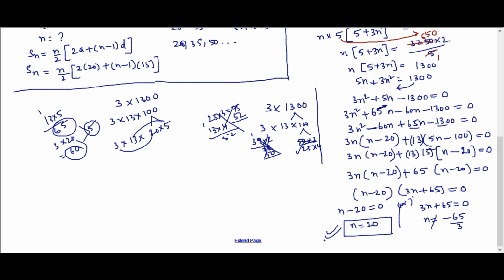How many days he takes to repay? How many months to repay? Number of months required is equals to 20. That's all.